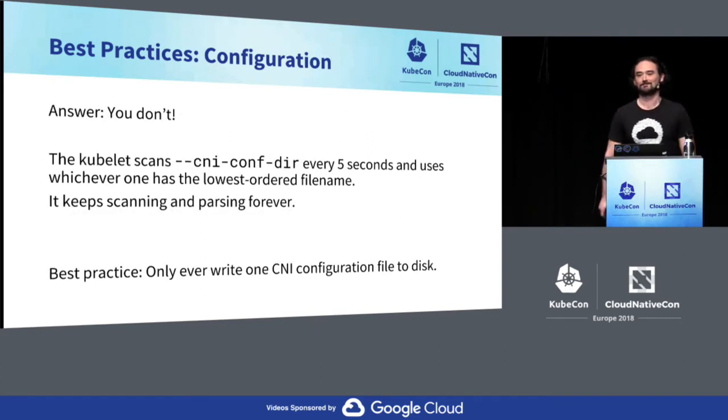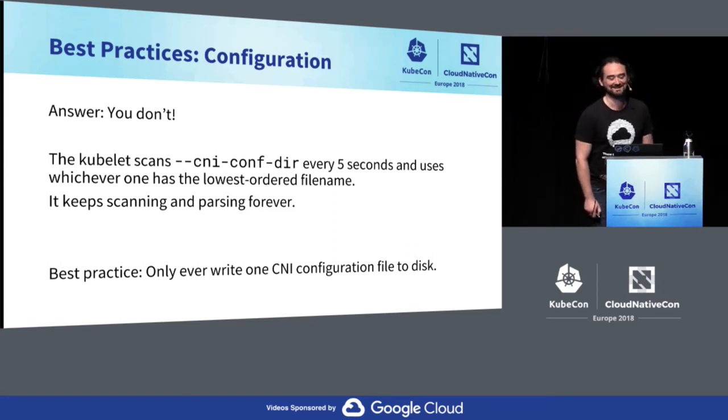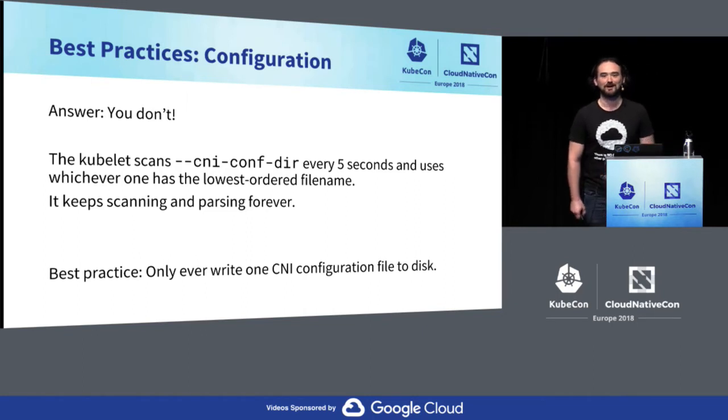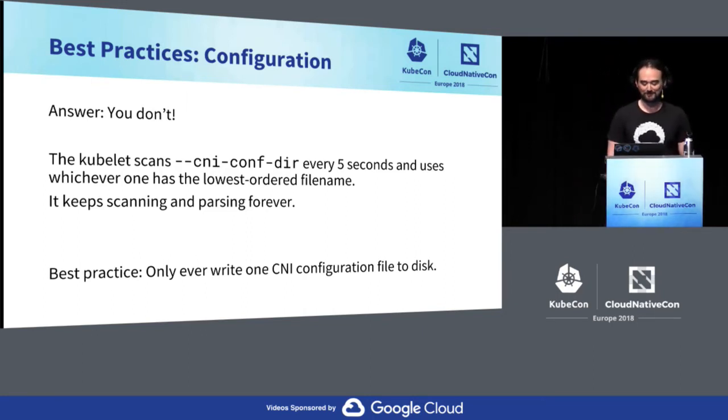None of them. It doesn't take it. The kubelet does something that seems insane, but is actually for a very good reason. And that is the kubelet scans a directory every 5 seconds and picks whichever configuration file has the lowest ordered name. It keeps scanning and reparsing forever. So the first best practice is to only ever write one CNI configuration file to this directory.